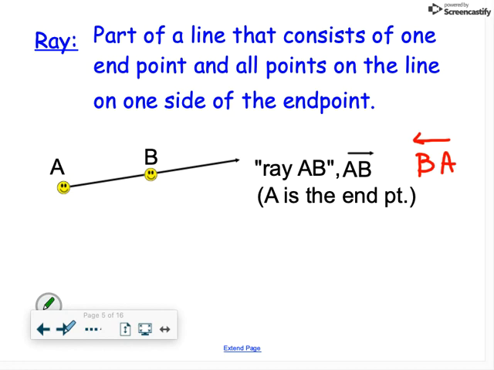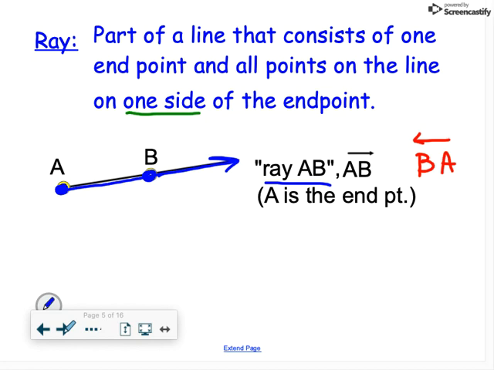Our next term is a ray. So a ray is part of a line that consists of 1 endpoint and all points on the line on one side. One side, that's the key part of this. A ray is only talking about one side of that endpoint. And so notice we have this ray, we call it ray AB, because we have an endpoint here at A. It goes through point B, and it continues on forever in that direction.